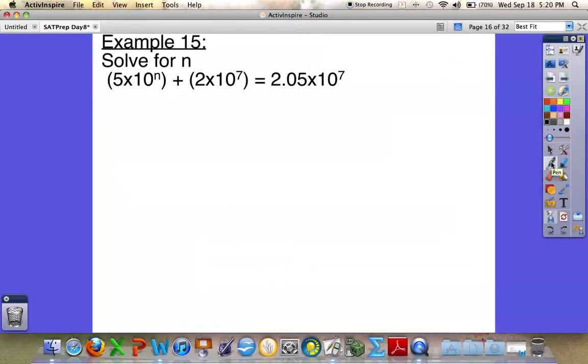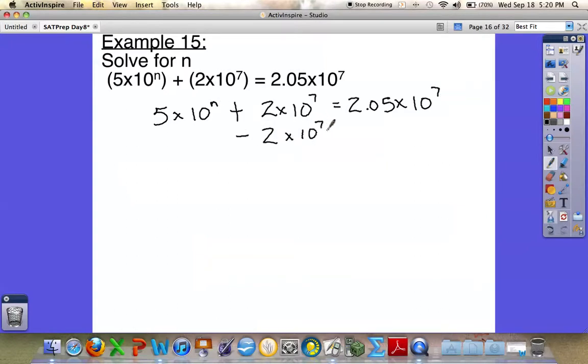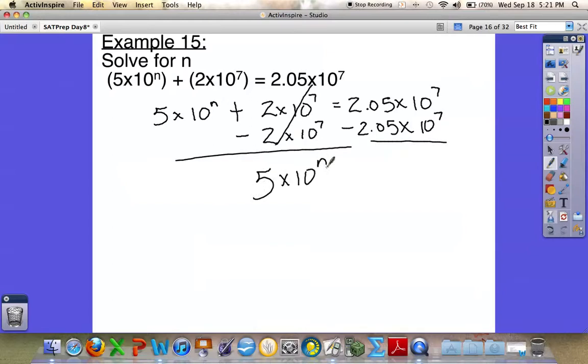Okay. When you're doing a problem like this, 5 times 10 to some power n plus 2 times 10 to the 7th power equals 2.05 times 10 to the 7th. Well, if we subtract, we don't know what to do with the n's yet, so let's just subtract 2 times 10 to the 7th from 2.05 times 10 to the 7th. Okay, this cancels and you get 5 times 10 to the n is going to be 0.05 times 10 to the 7th.